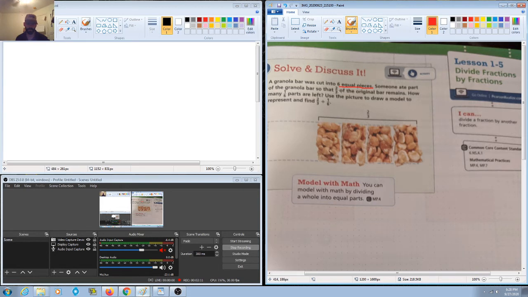So the most important part of that whole sentence is that 2/3 of the bar remains. Now the next one is the question. It says how many 1/6 parts are left? I'm not saying it's not important, but in terms of information, it doesn't offer too much. But that is what we're looking for. Then: use the picture to draw a model to represent and find 2/3 divided by 1/6.